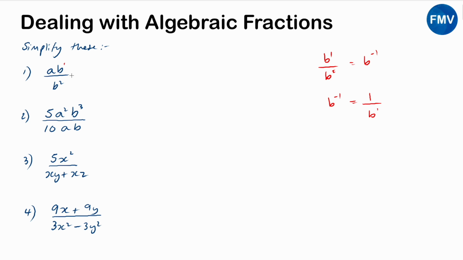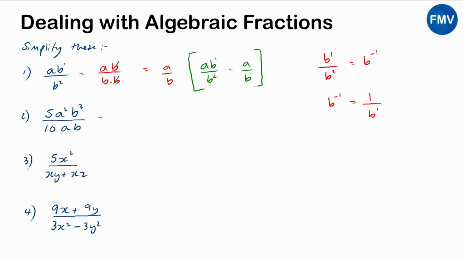So coming back to this question, another way of looking at it would be this. ab over b multiplied by b. Those b's cancel. You're now left with just a over b. Dealing with it using the index form, ab over b squared. B to the 1 divided by b to the 2 becomes 1 over b, and a multiplied by 1 over b is just a over b. So you get the same answer.